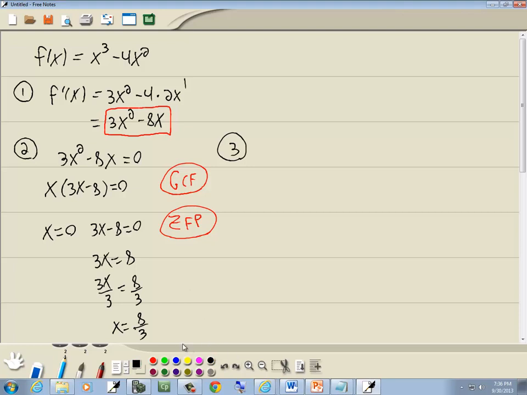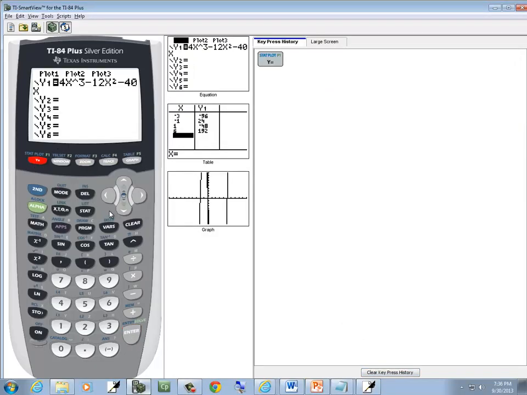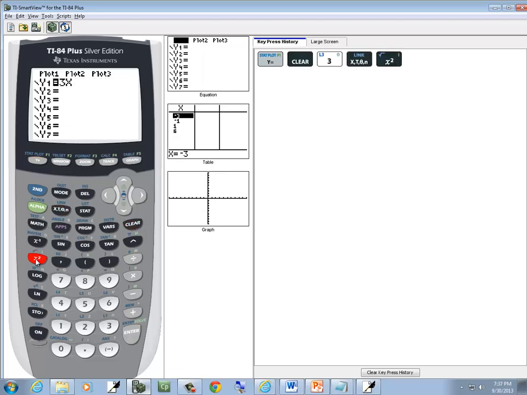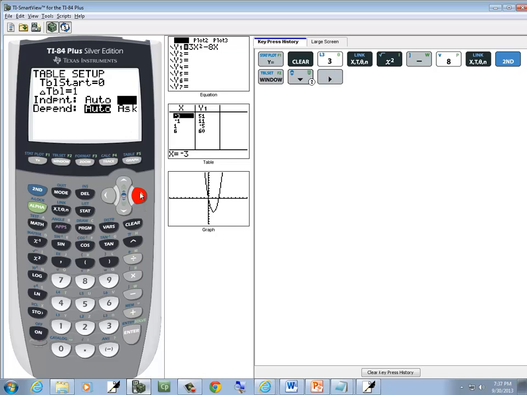So 3x squared minus 8x. To go to my calculator, I'm going to press my y equals, clear, 3x squared minus 8x. Now your table mode has to be set up correctly. So we'll do second window to go into table setup. And you see where it says independent, you want to down arrow that line, right arrow, put your flashing cursor on the ask and press enter one time.